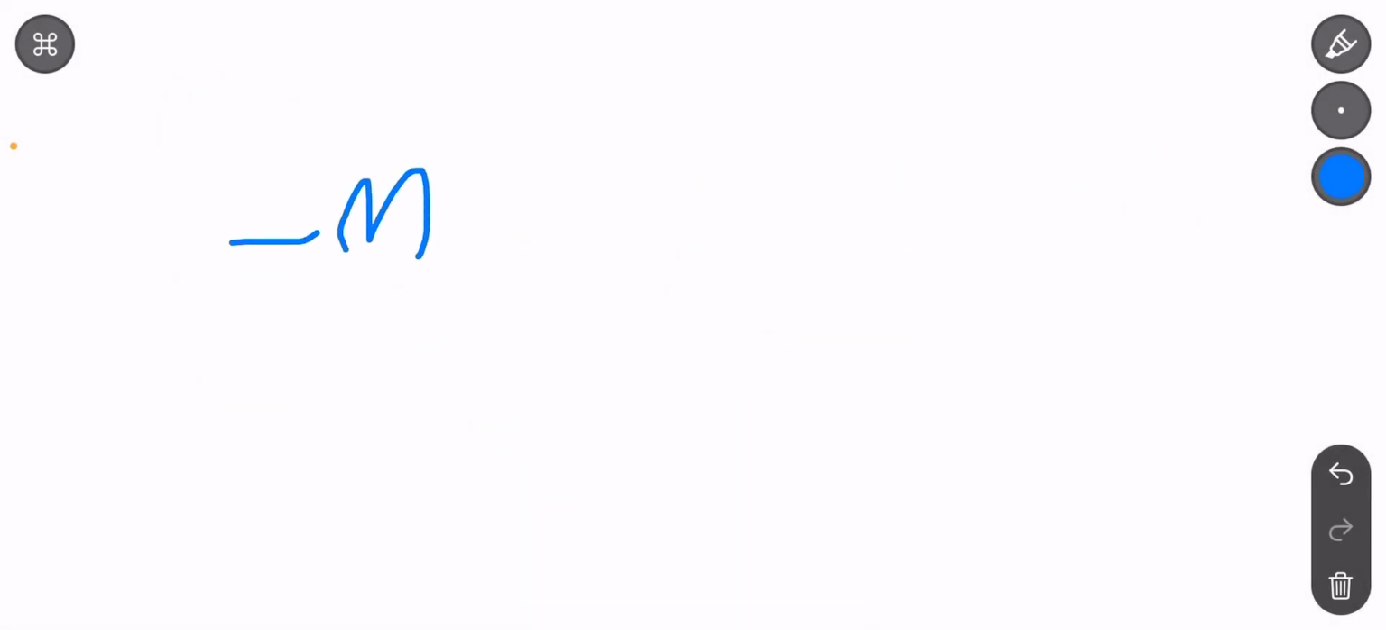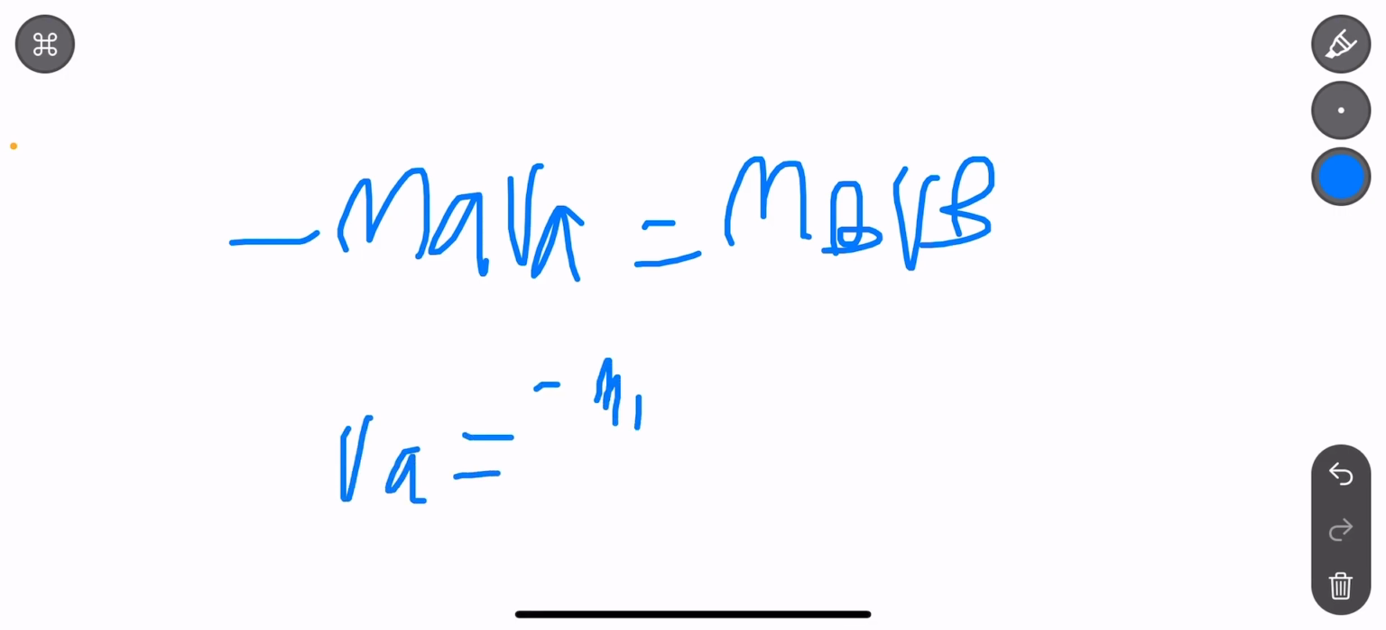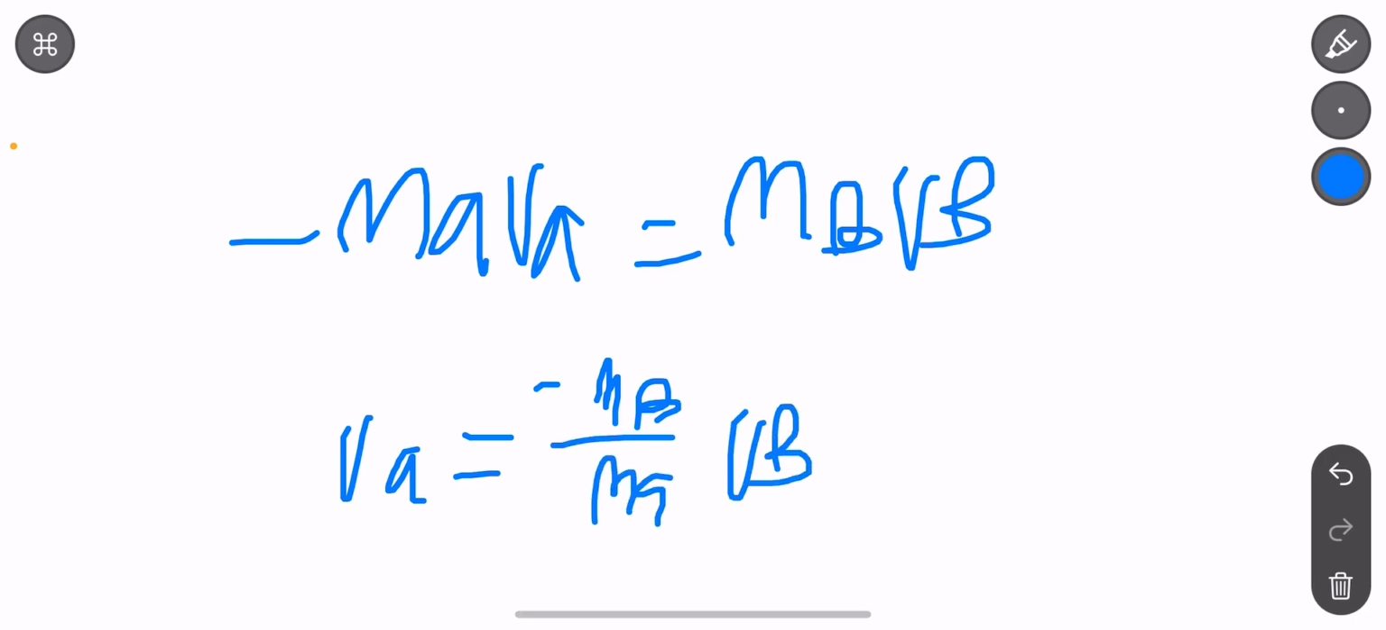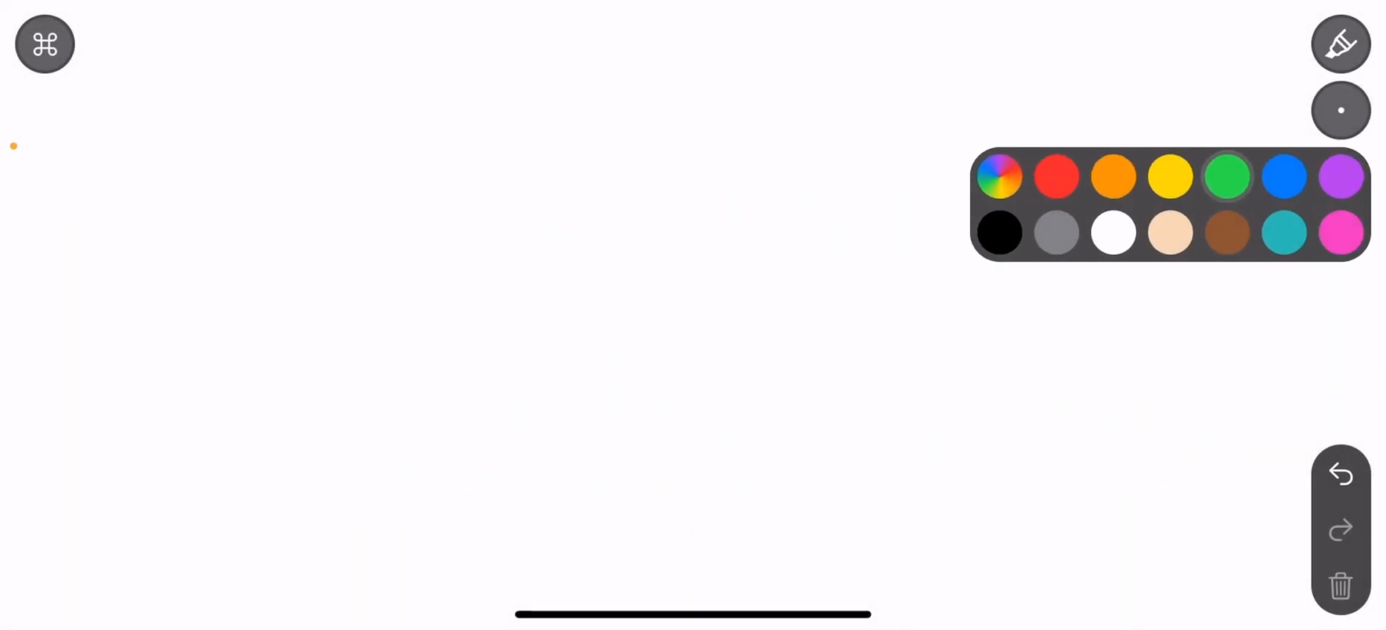MA VA equals negative MB VB. And if we simplify this further, VA is equal to negative MB over MA times VB. Now we have all the necessary variables. If we plug them in, it'll be 6 over 3, and we'll just be left with negative 2 meters per second. Now that we have that, we have to continue on to the second part, because that's not our answer, right?